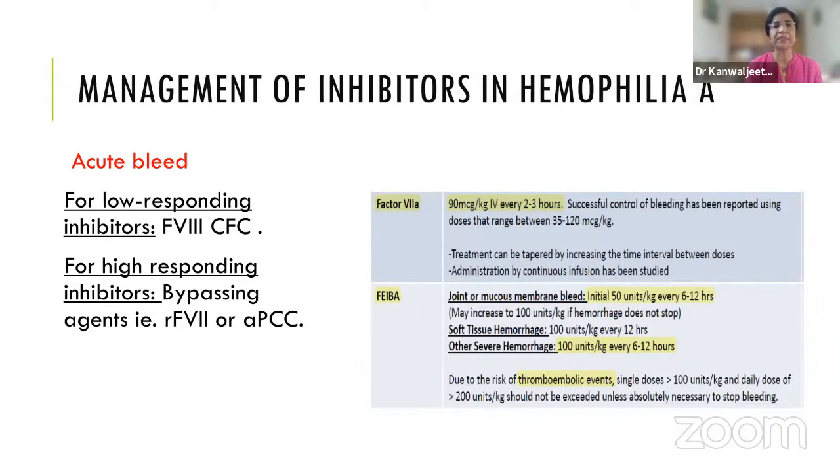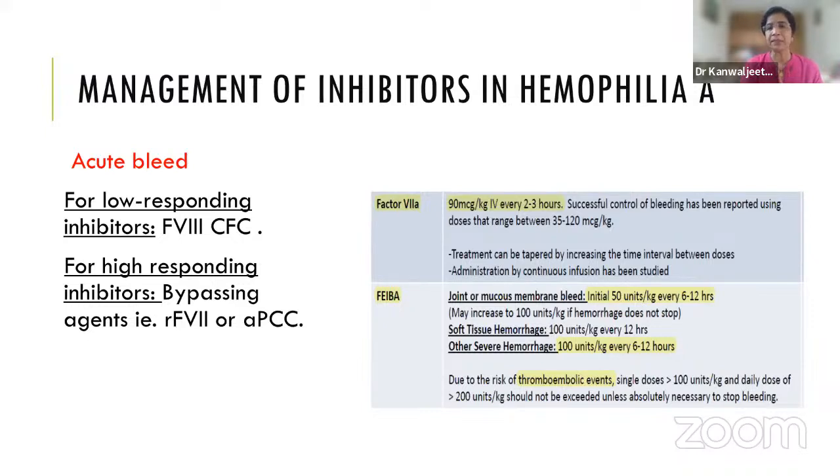For high responding inhibitors, the titer is more than 5. In such cases, we need recombinant factor 7 or activated prothrombin complex concentrate. So what is recombinant factor? This should be activated factor 7. Activated factor 7 is the market preparation, NovoSeven, that is available to us. So this is 7A. It is a PT pathway. What it will do is activate factor 10 to factor 10A and your fibrin generation will proceed.